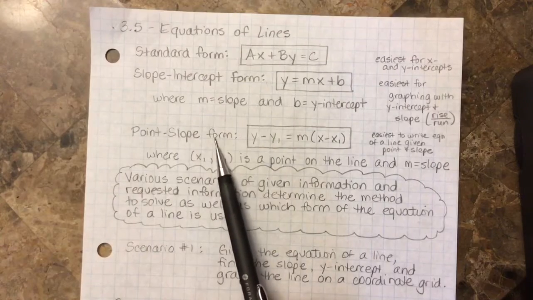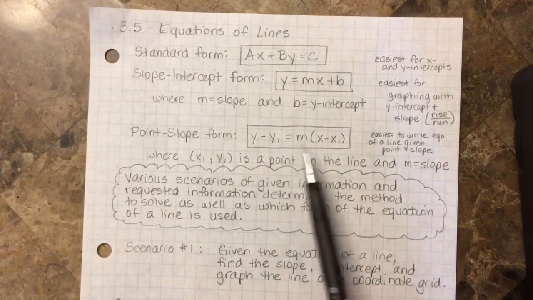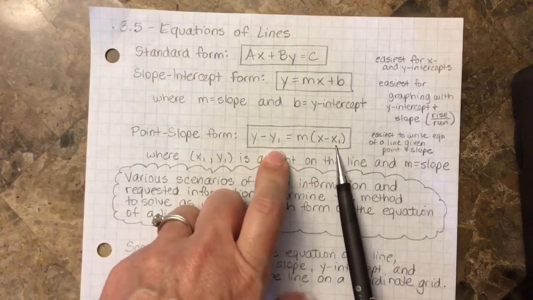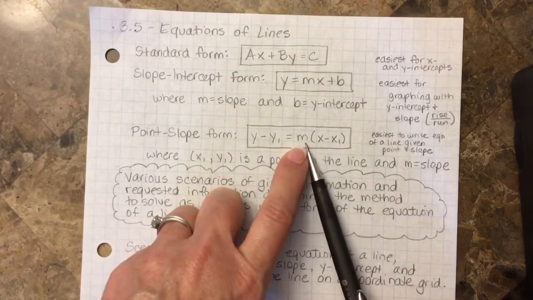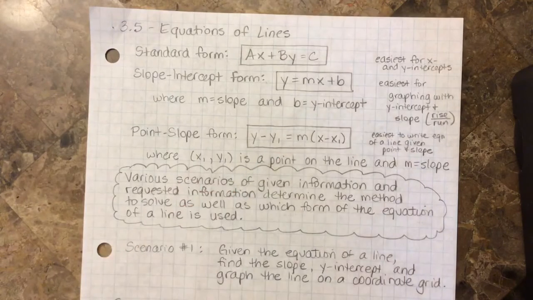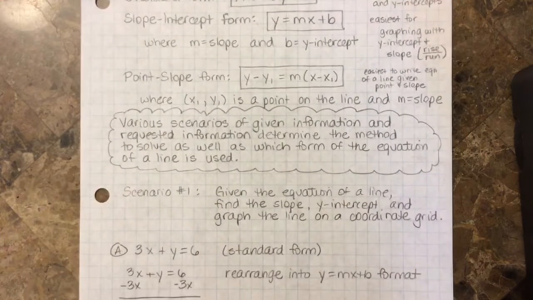Point-slope form is for when you have a point, (x1, y1), that falls on the line, and you have the slope of the line, and you want to write the equation. So (x1, y1) is the point, and m is the slope, and you want to write the equation of the line. Here are the various scenarios of given information. This is not all of the possibilities, but these are some of the common ones.